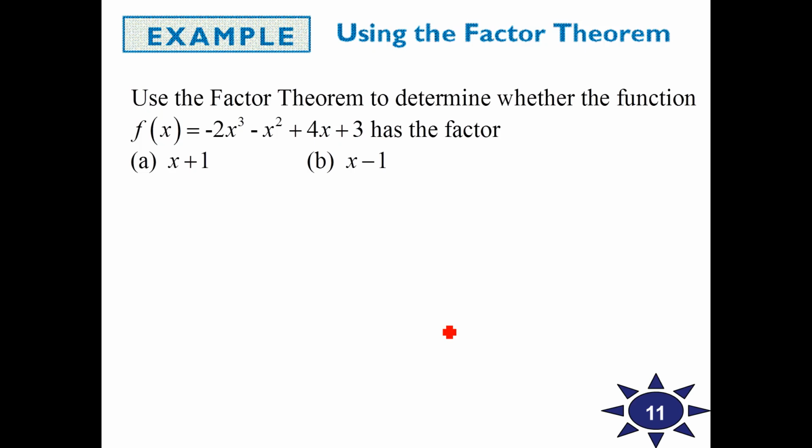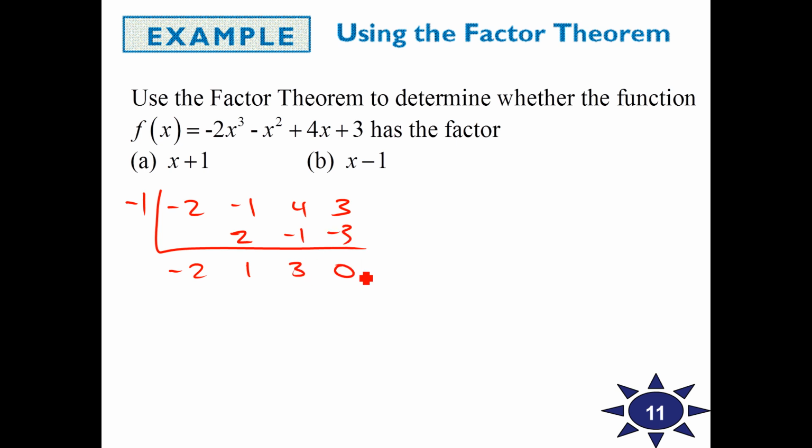Okay, let's use the factor theorem to determine whether the function has the factor x plus 1. So again, we'll use our synthetic division. Negative 1 is the 0. Negative 2, negative 1, 4, and 3. Negative 2 times negative 1 is positive 2. That's a 1, a negative 1, a 3, and a negative 3, a 0. So yes, it does. It factors into x plus 1, negative 2x squared plus x plus 3.